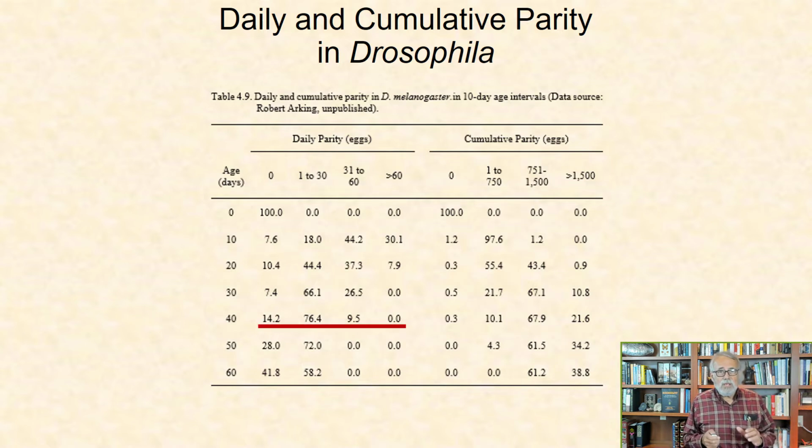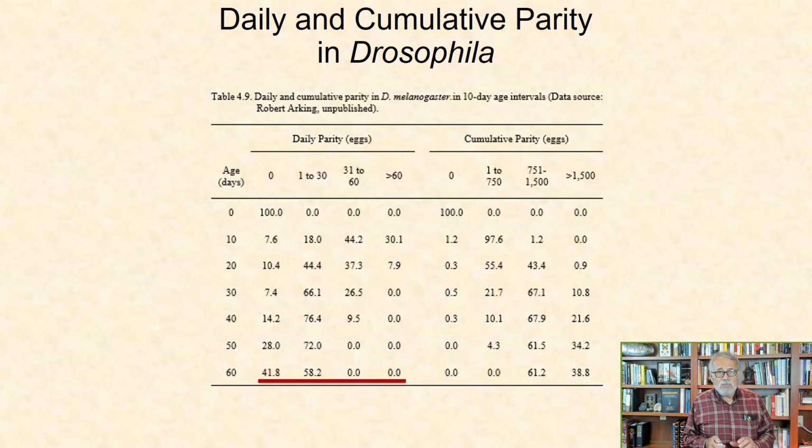Then we jump to age 40 and we see that 14% of the females are laying 0 eggs at that age, around 3/4 are producing between 1 and 30 eggs, but 0 individuals are laying at that age over 60 eggs per day. In other words, all flies have passed their peak production ages by 40 days.